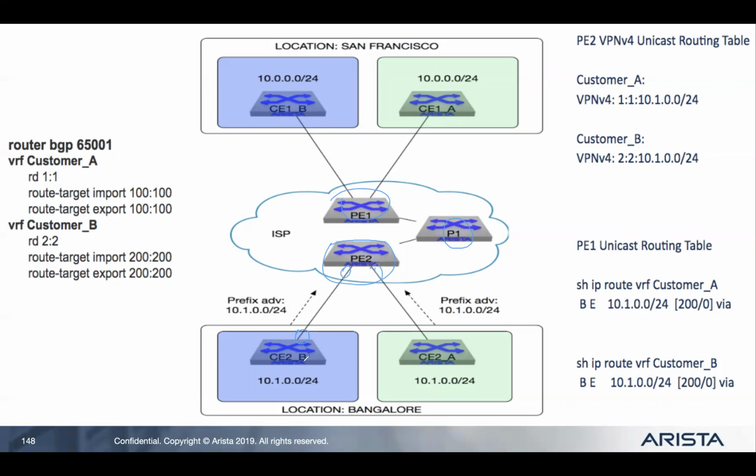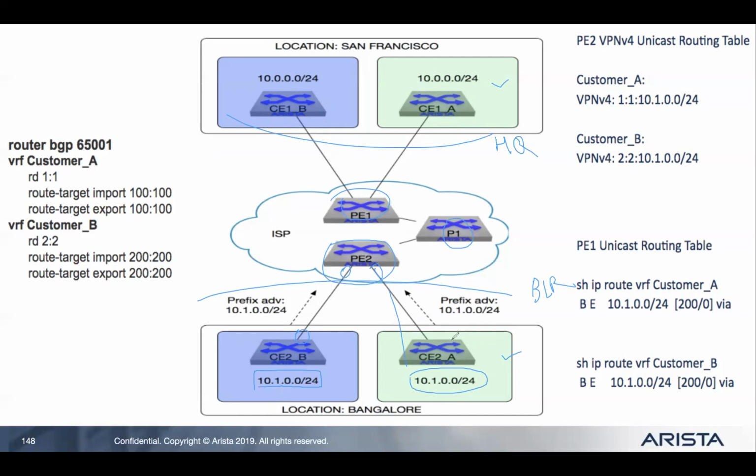In different VRFs. Let's say this is customer A and B, and both customers want to advertise the same prefixes to the other side of the network. Let's say this is our BLR and the other side is HQ, and they want to communicate between these two sides. They have to advertise these private IP addresses to the other side so that they have reachability.